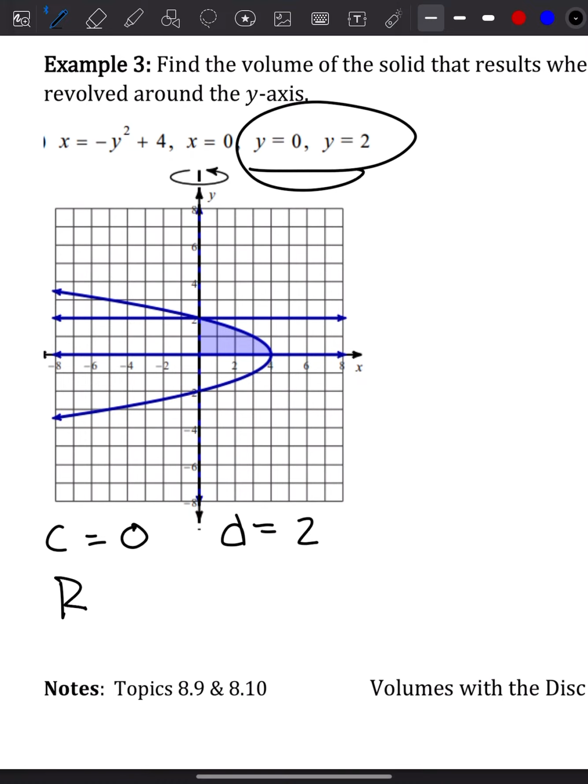The radius for this one is just like the radius for the other one. We are starting at the y-axis here, and we want this distance here. We would do right minus left. Our rightmost function is negative y squared plus 4. Our leftmost function here would be x equals 0. And since we're taking away 0, it is just negative y squared plus 4. So for our function, r is negative y squared plus 4.